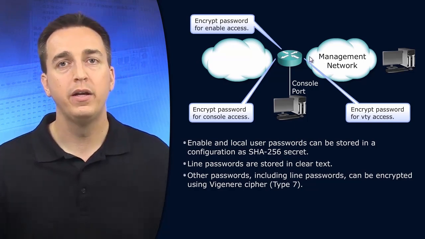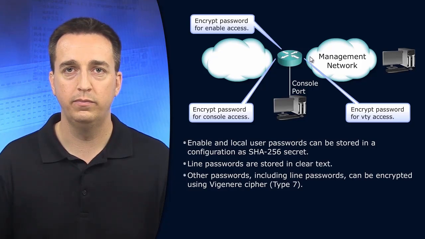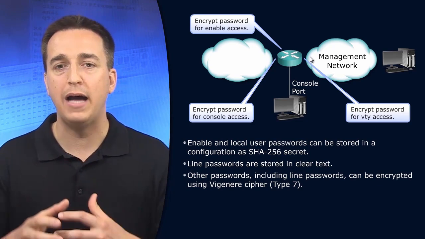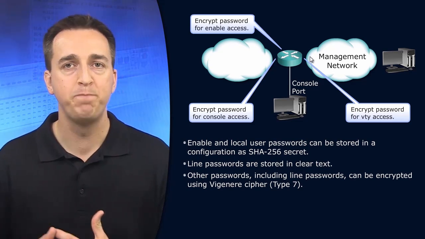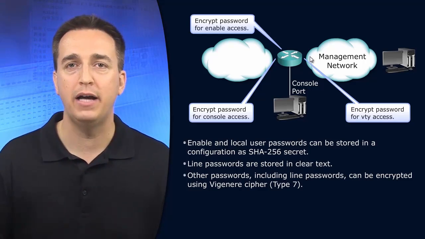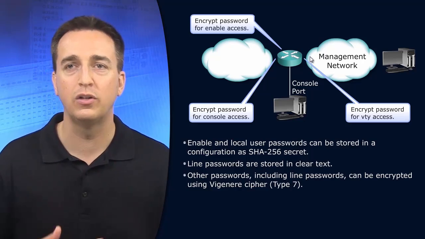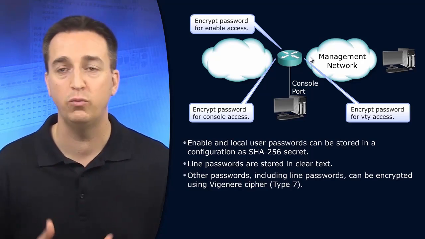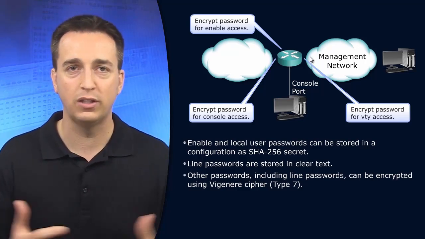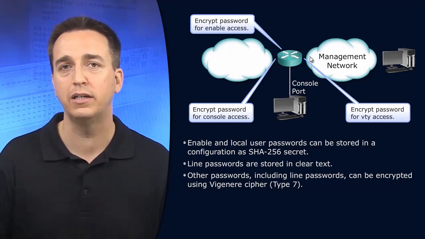For example, the enable password is not encrypted by default. We have to use enable secret if we want that password to use type 4 encryption and to be hashed inside of our running config. Line passwords are in plain text. So if we want to protect those line passwords and encrypt them with type 7 encryption, we can use the service password encryption command. The console password is a line password as well. That would be stored in clear text, so service password encryption would be necessary there as well.